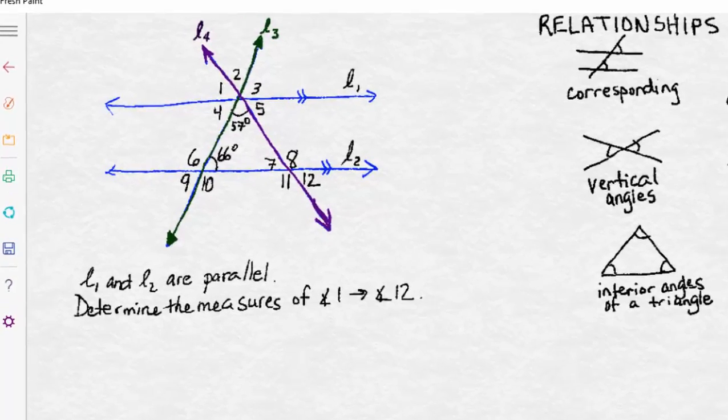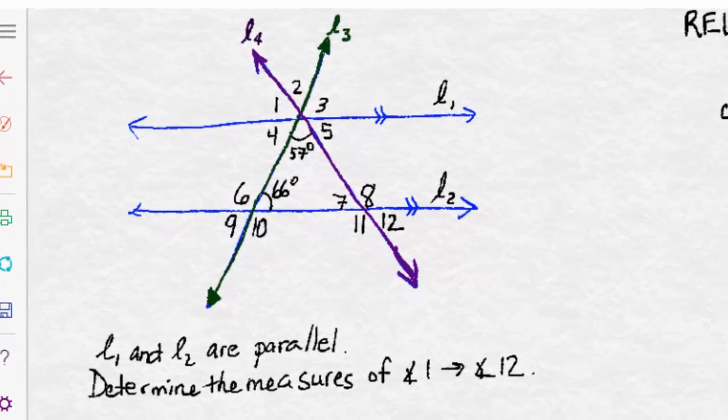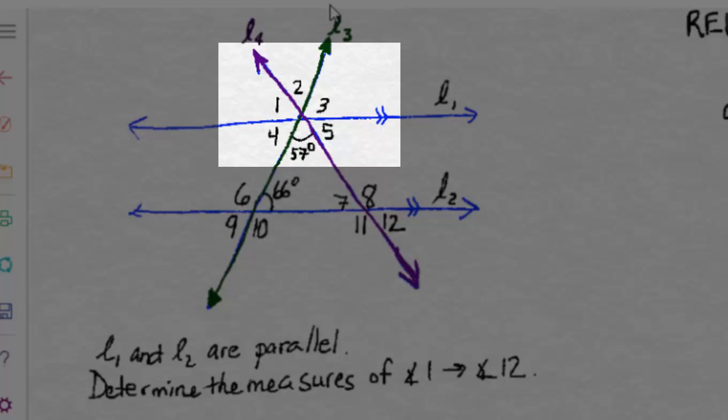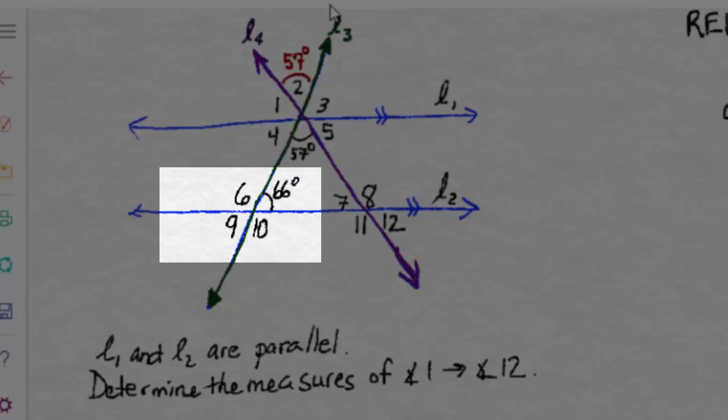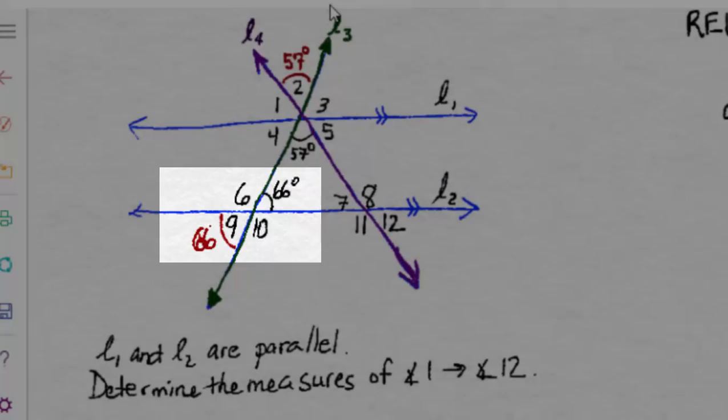I always like to start by identifying all the vertical angles. So for example, angle 2 is directly opposite angle 57. They're equal to each other. So I'm going to mark angle 2 as 57 degrees. Similarly, angle 9 is vertical to this angle marked 66 degrees. So I'm going to mark that one as well. Anytime I have vertical angles pop up, I like to mark those.